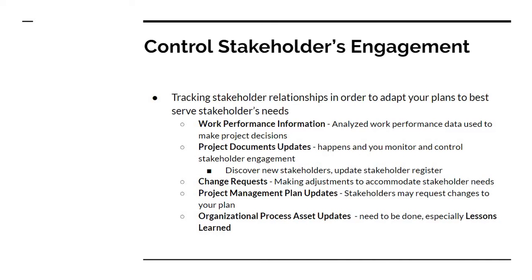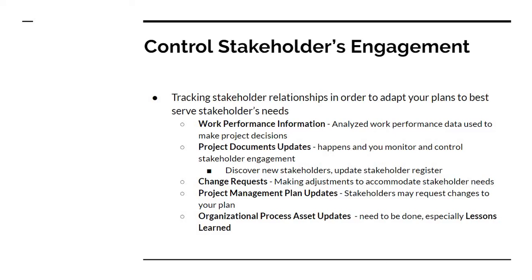So the last step is to control stakeholders' engagements. This has to do with taking all of the information that you've gathered from your stakeholders and combining it into one place and using that information to adapt your plan and to hopefully create a better project for your stakeholders. There are 5 different general areas as far as control stakeholders engagement goes.